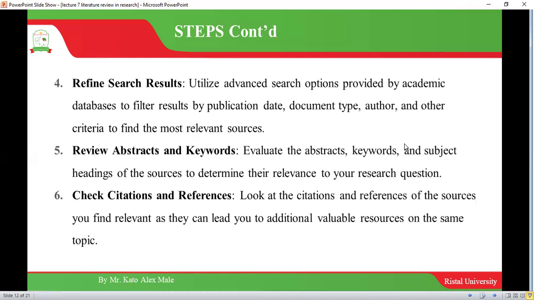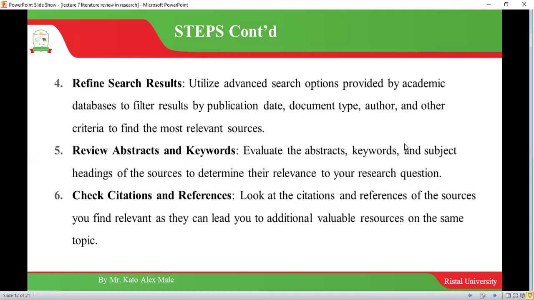Then the next step, step 4, refine your search results. Here, it wants you to utilize advanced search options provided by academic databases to filter results by publication date, document type, author, or other criteria. Now here, this is very important when it comes to citing, when it comes to writing your references. I talked about this in the previous slides, citation. So you need to look at the publication date, the type of the document, and any other way that you can try to filter your results.